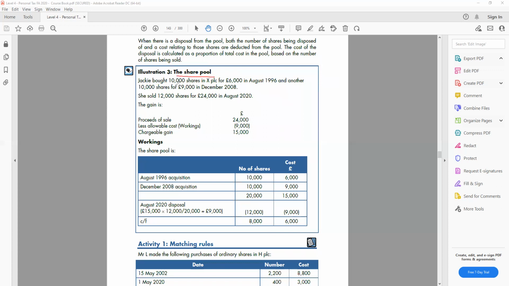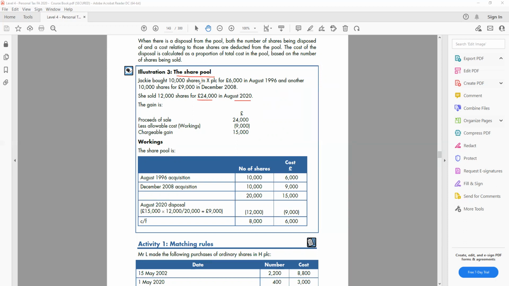Jackie bought 10,000 shares in X PLC for 6,000 in August 1996. Another 10,000 shares for 9,000 in December 2008. He sold 12,000 shares for 24,000 in August 2020. Okay, so I don't see any same day, that is August. I don't see any next 30 days, so only the share pool.